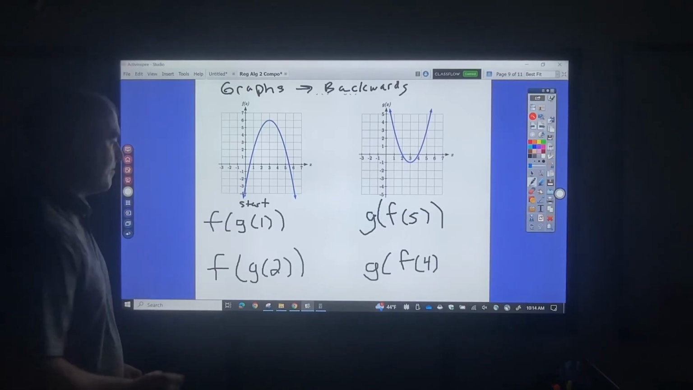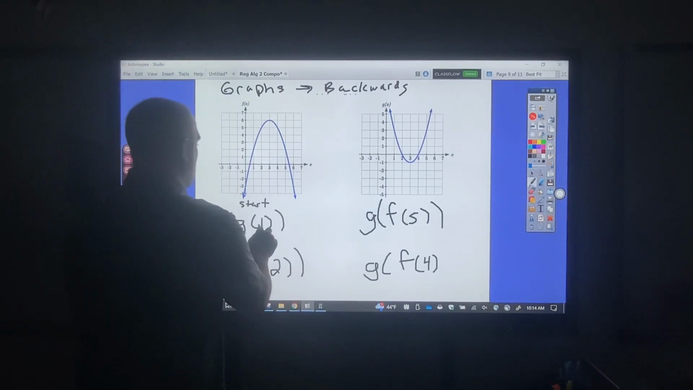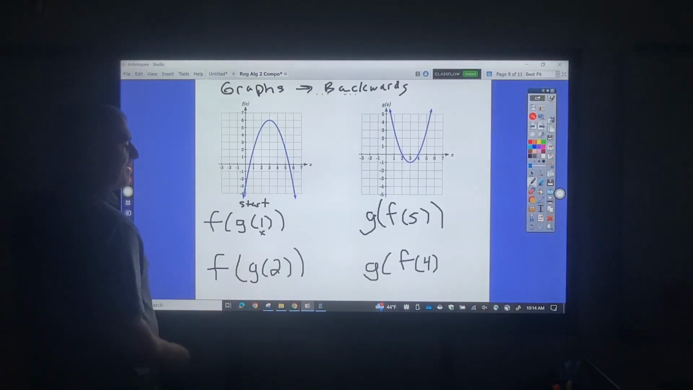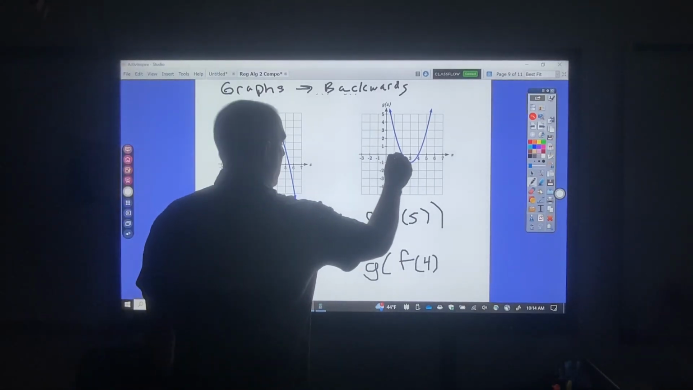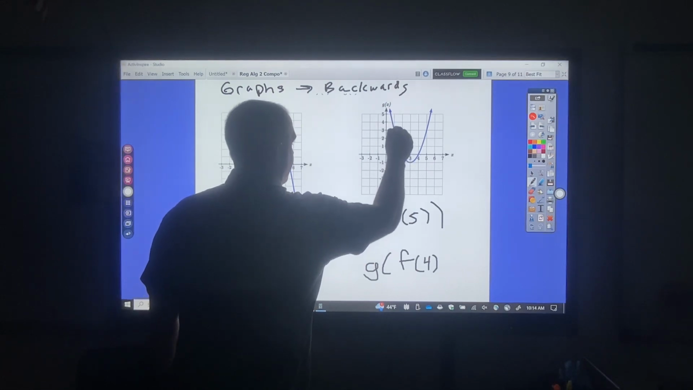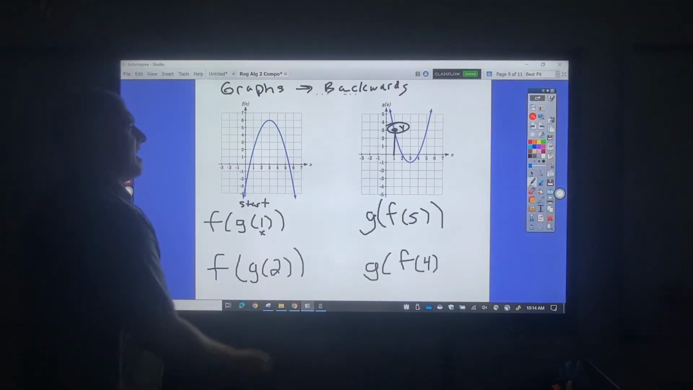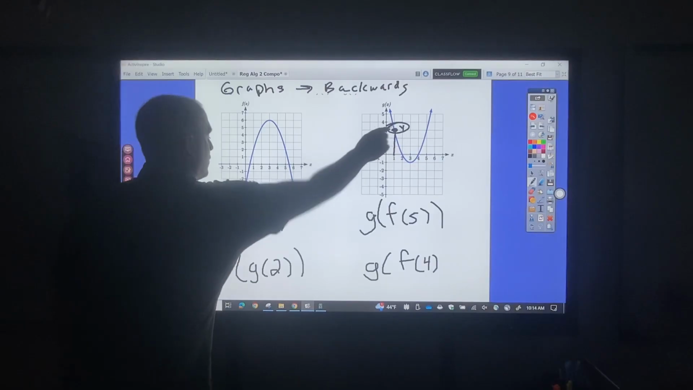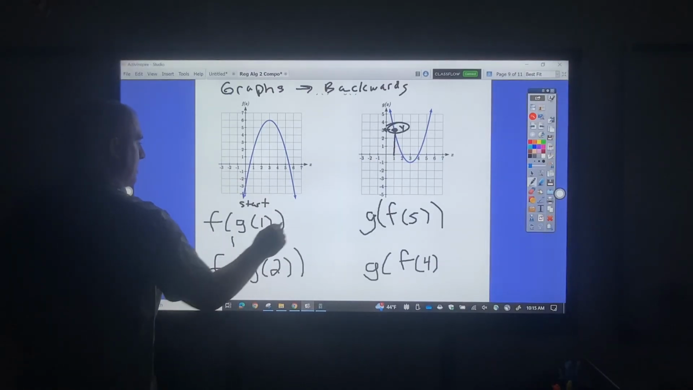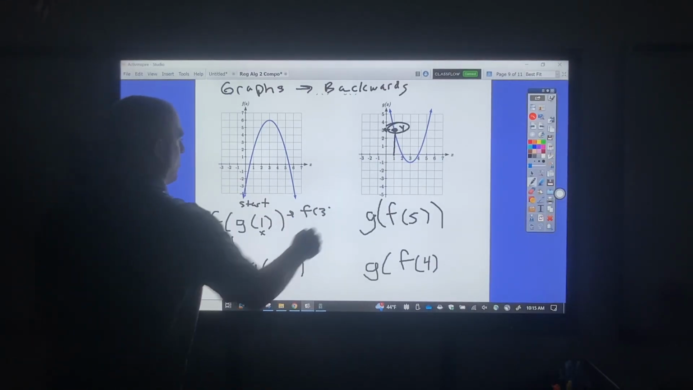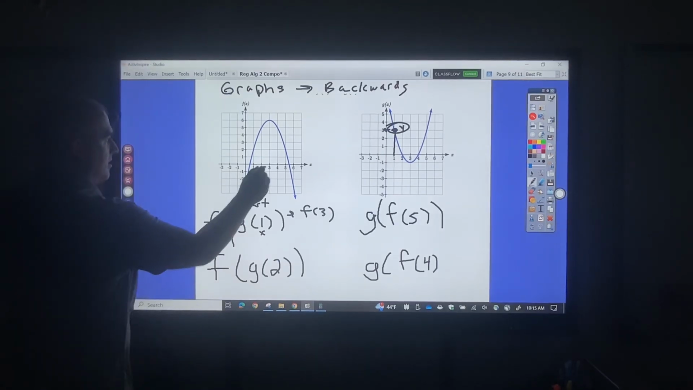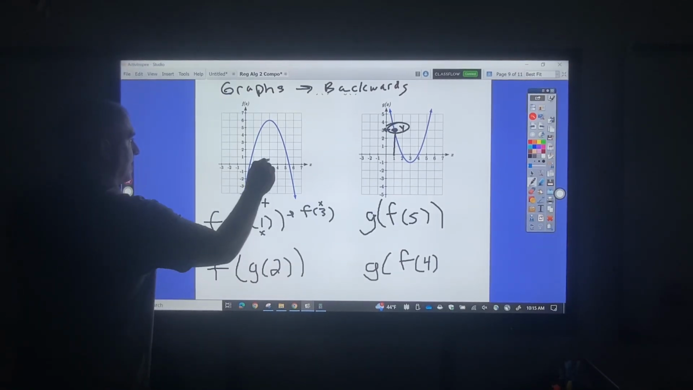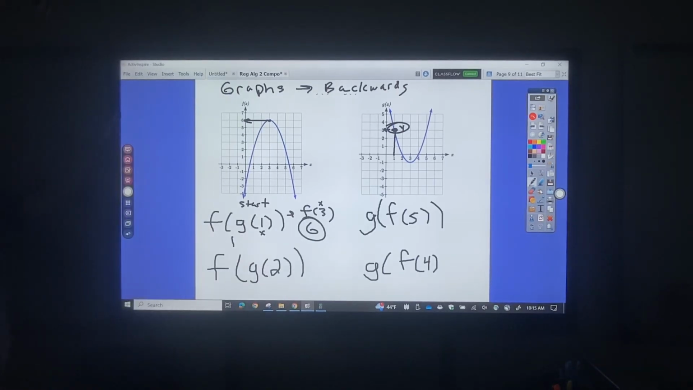So g of 1 means, okay, go to 1. So this is referencing x. So go to 1 on the g function and find the y. That's right here, and that value here is 3. So that result here is going to be f of 3. Now, what I want to do is go to the f function. Here's 3. This is my new x. That goes up. That's here. That's going to be 6. So that's my final answer.